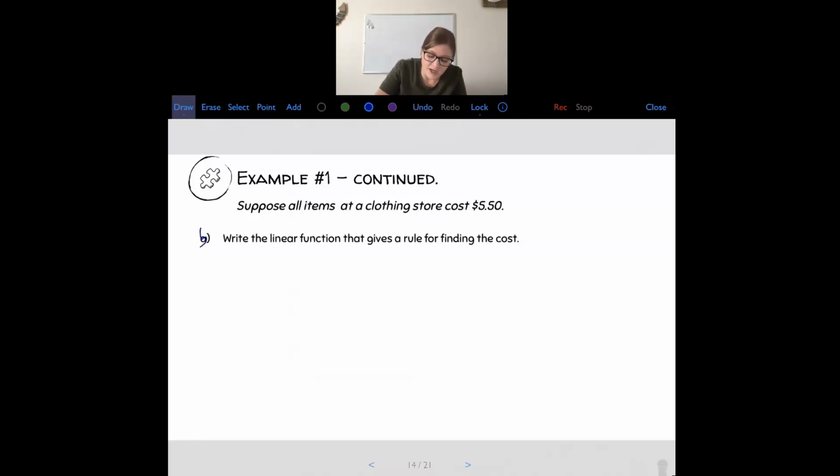So for part B, this should say write the linear function that gives the rule for finding the cost. So $5.50 per item, that's language of slope. And in a linear function, slope is the same between the increment that we're using. So for instance, between buying one item and two items, the cost change is going to be $5.50. Two items to three items, $5.50, and so on and so forth. Okay, so that is going to be our slope.